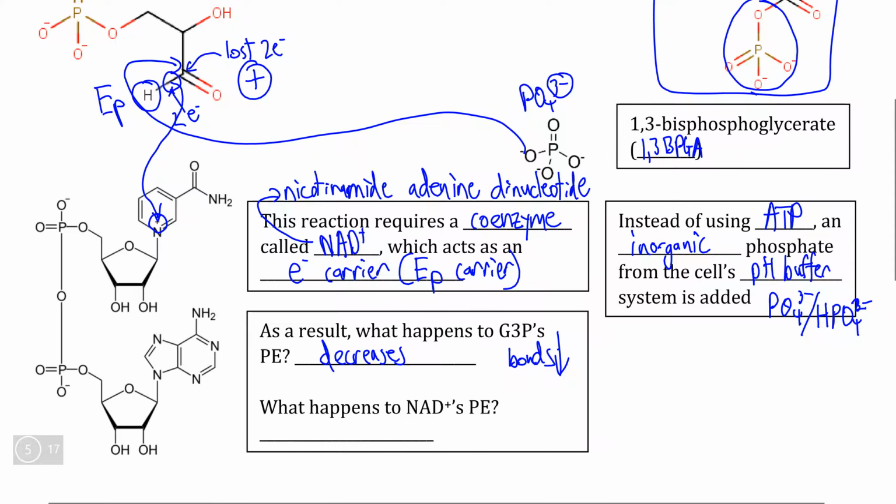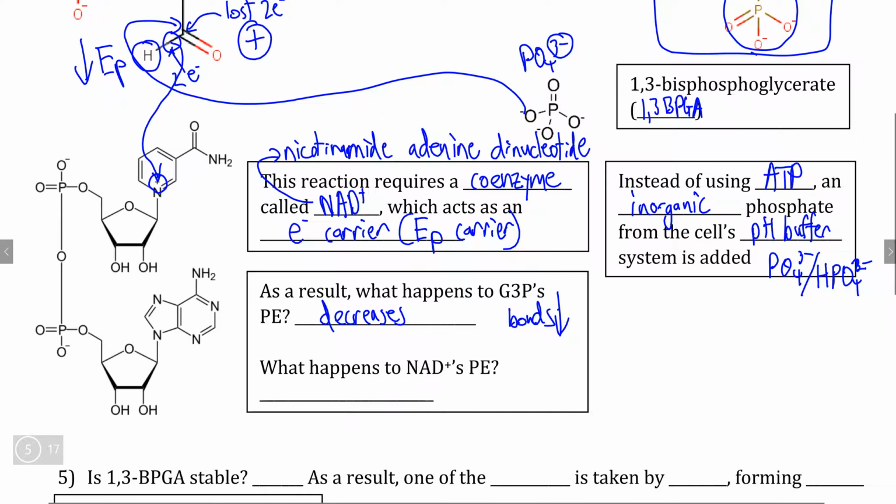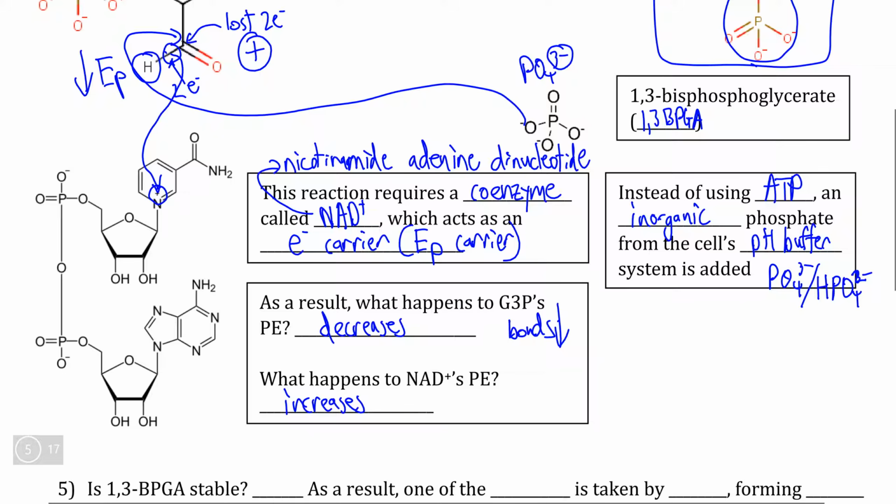transfer. So when this bond here migrates over to NAD+, the potential energy of G3P decreases, while the potential energy of NAD+ increases conversely, because these electrons are now over here and now able to do a chemical reaction that NAD+ was not able to do before. And this transfer of potential energy will be useful specifically in the electron transport chain. But we will wait for that video series to come up.